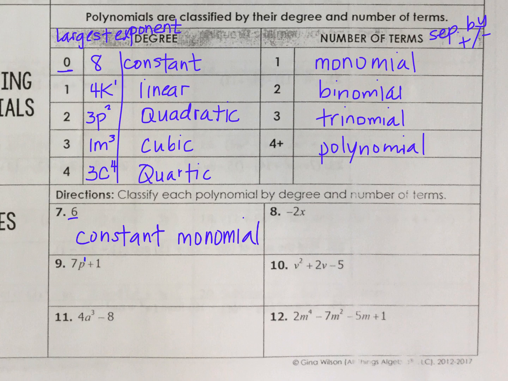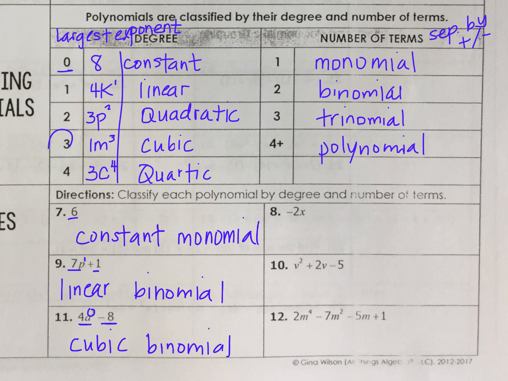Let's look at the next one. The largest exponent, we know there's a 1 on that P. So the largest exponent I have is a linear. In my term, I've got 2 little groups. So when I have 2, that means it's a binomial. Okay, the next one, I got this little 3, that's my highest exponent. So if my highest exponent's a 3, I'm cubic. And again, I got 1, 2. So it's a cubic binomial.